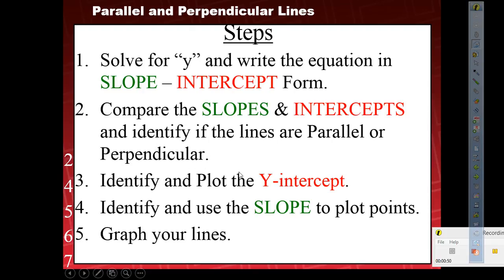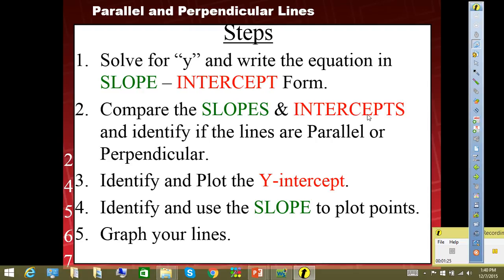Number 3, identify and plot the y-intercept. Number 4, identify and use slope to plot points. And at the end, graph your lines. We know how to graph using that method. So copy that and then we'll continue. Go. So, 5 basic steps. We're going to go over these just to make sure we know how to identify parallel and perpendicular lines. So here we go.